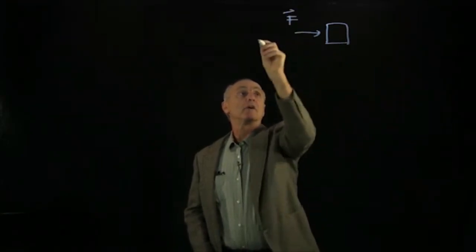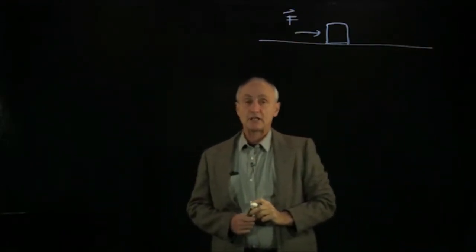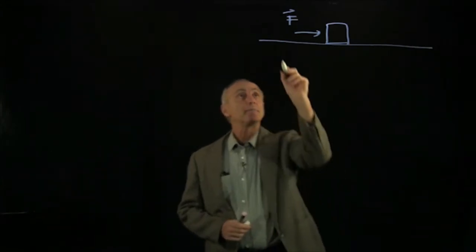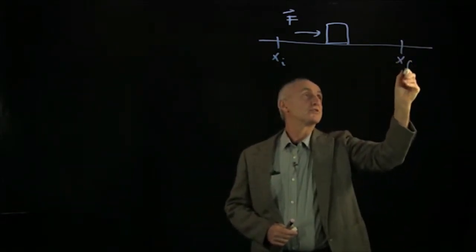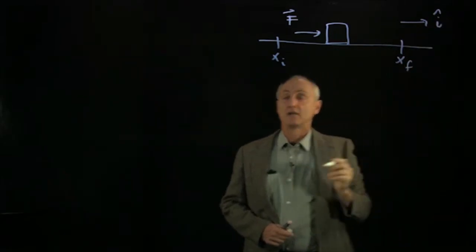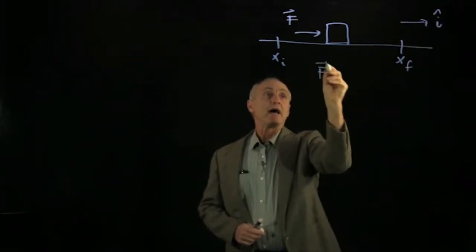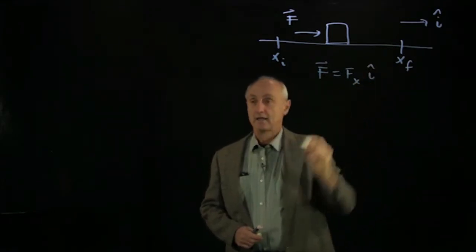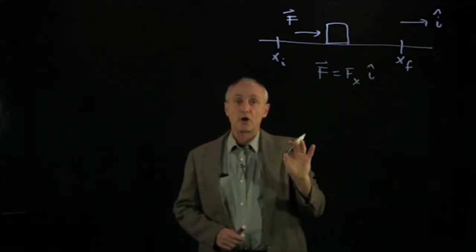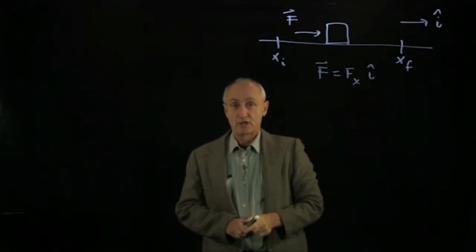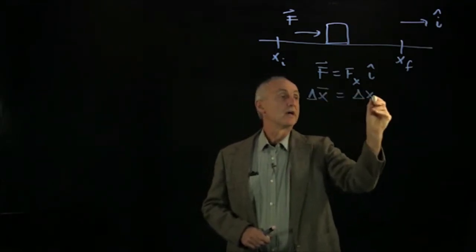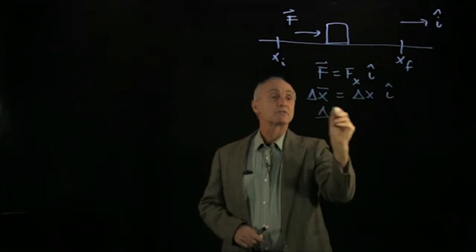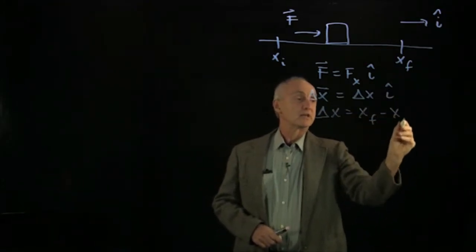Suppose we have an object and we're applying a constant force in the horizontal direction. We would now like to introduce the concept of work. Suppose our force starts at a point x initial and goes to a position x final, and we'll call this the i hat direction. Then our force as a vector will be Fx i hat. And now what we'd like to calculate is the product of force with the displacement of the object. So our displacement vector, delta x, is equal to delta x i hat, where delta x is equal to x final minus x initial.